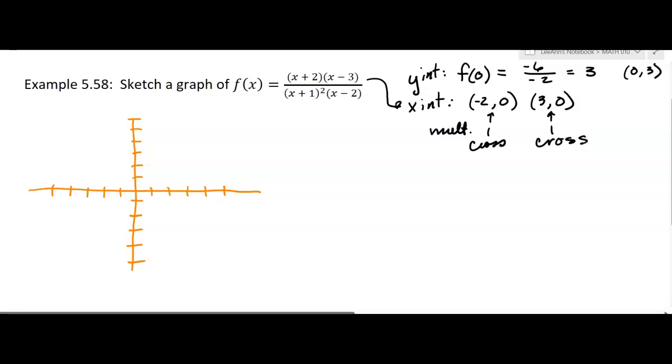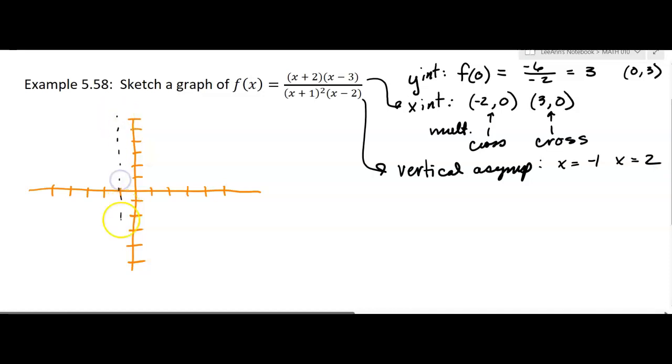Okay, now let's look at the vertical asymptotes. Vertical asymptotes come from the denominator. So we're going to have a vertical asymptote at x equals negative 1 and x equals 2. I'm going to put those in right away. I can go ahead and graph my points. (0, 3), that's right there. That's the y-intercept. And then I have (-2, 0), and I have (3, 0). So those are my intercepts.